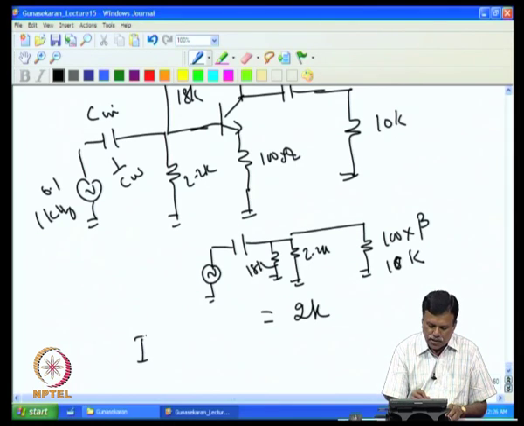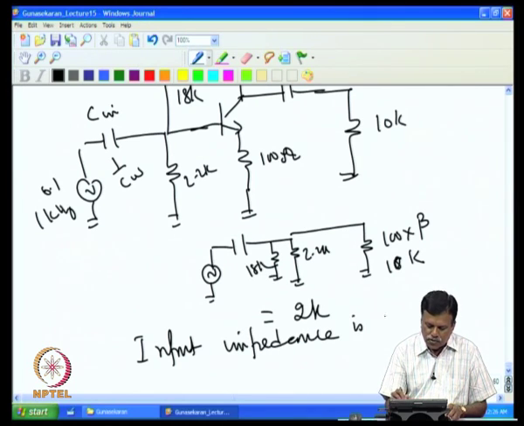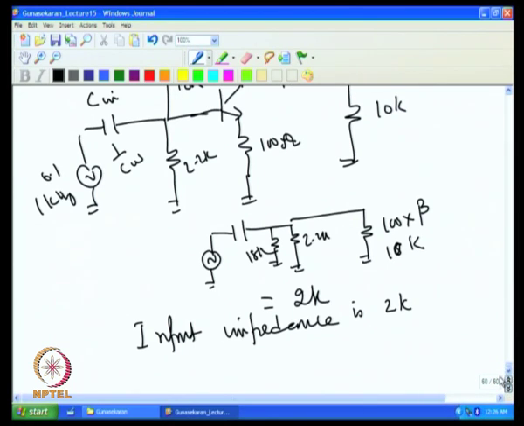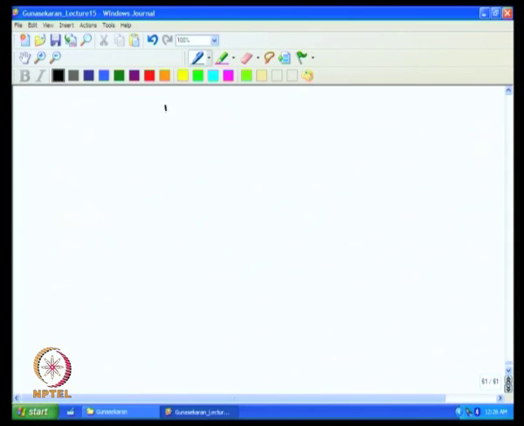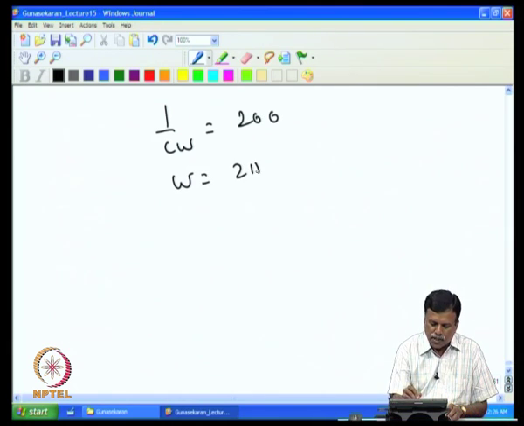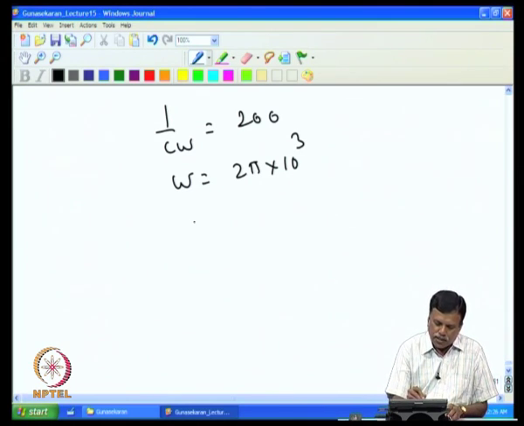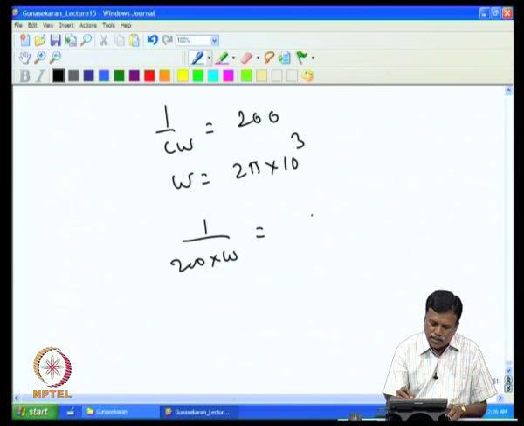So, the impedance is 2k. The capacitors should have much lower impedance than 2k, so 10 times lower. I can take 1 by C omega should be 200 ohms, 10 times lower, and omega is 2 pi into 10 power 3, that is 2 pi f at 1 kilohertz. So, one can find C. You will get C as 1 by 200 into omega, that is 1 by 200 into 2 pi into 10 power 3.